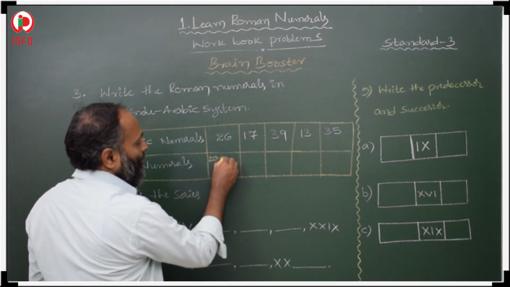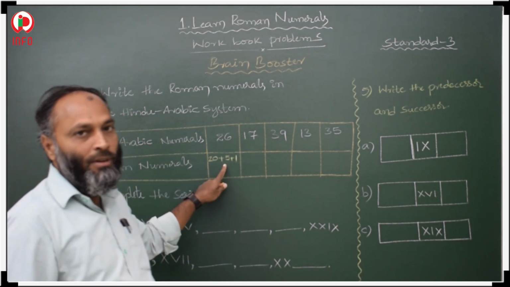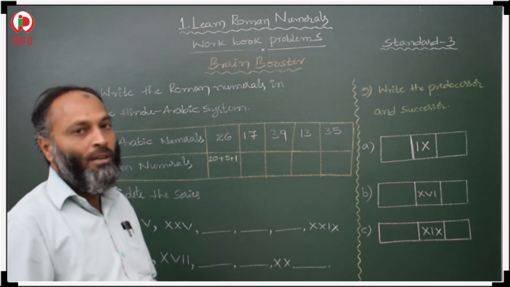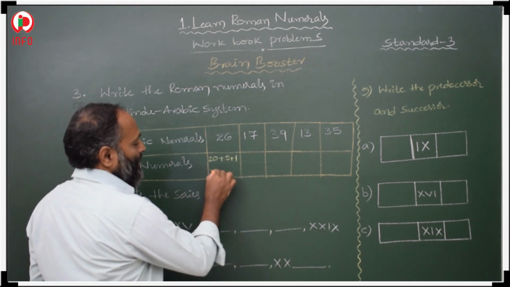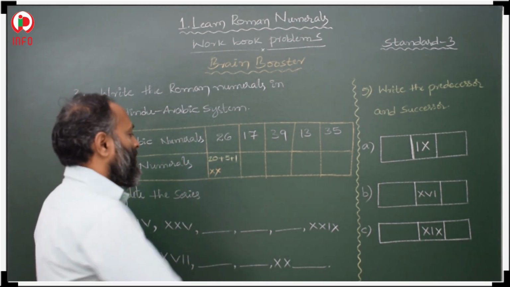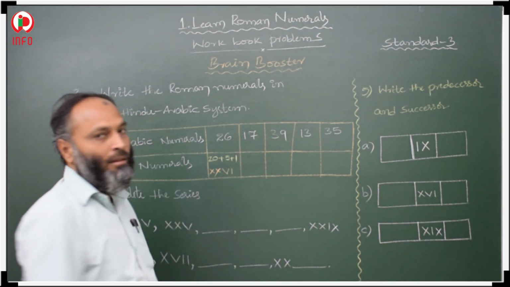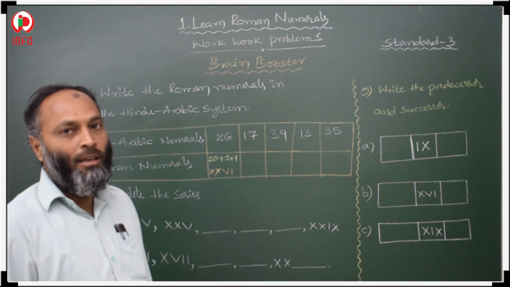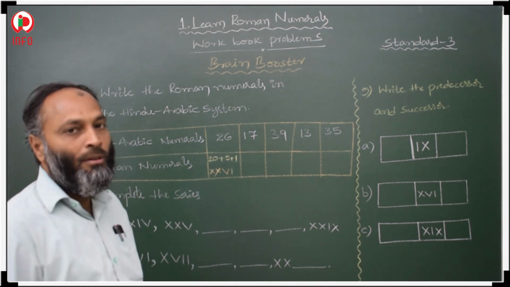20 plus 5 plus 1. 20 plus 5, 25, 25 plus 1, 26. Then 20 is represented as 10 plus 10, that is X and X. 5 is represented as V. 1 is represented as I. So X, X, V, I is the representation of 26 in Roman numerals.